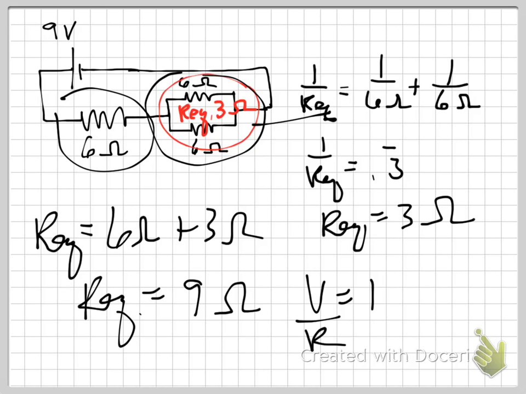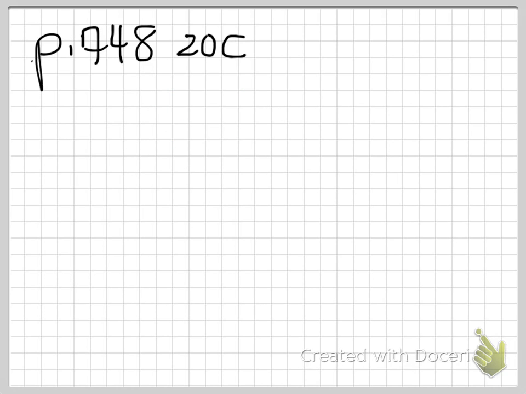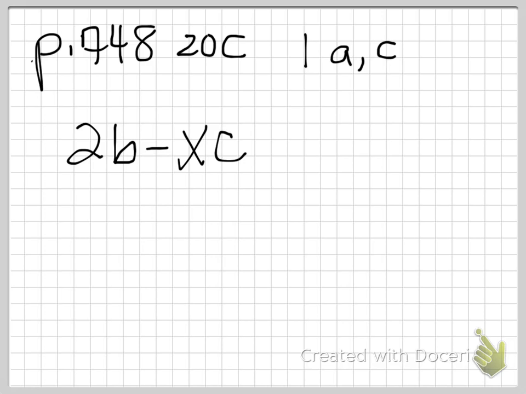What we just did was an example of a slightly more complex circuit. I'm going to assign 2 from 20C, number 1, parts A and C. It's a circuit very much like the one we just did. I will assign the following option: 2B as extra credit. Because it's a more complicated circuit, you can get up to 5 points homework.